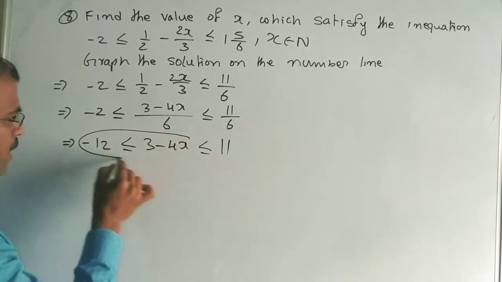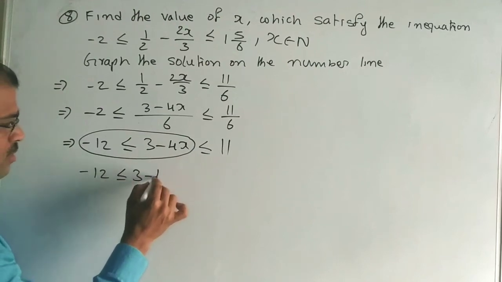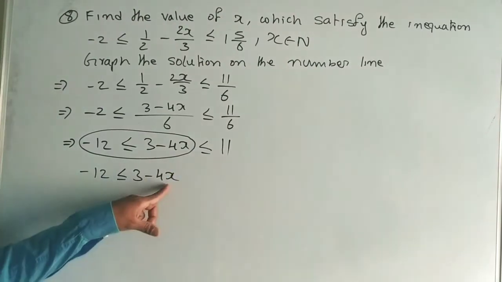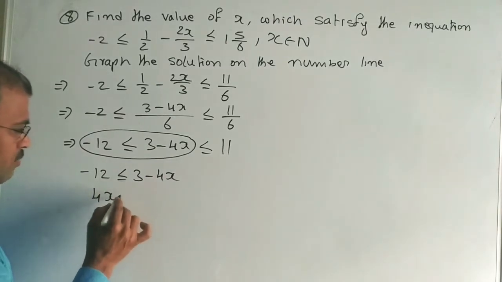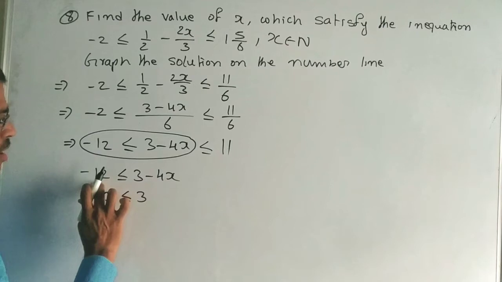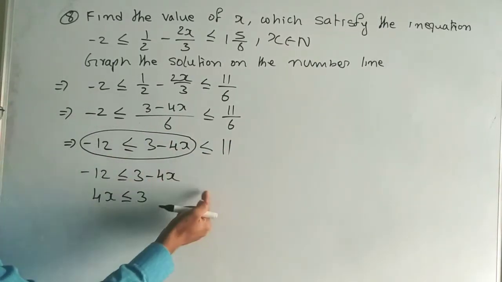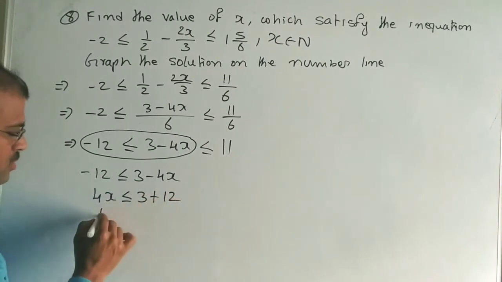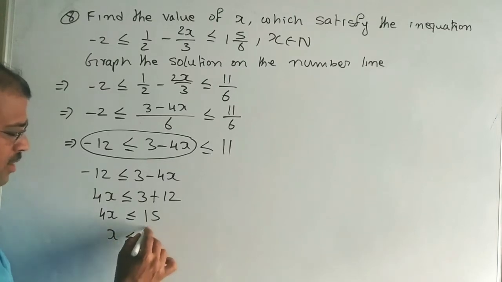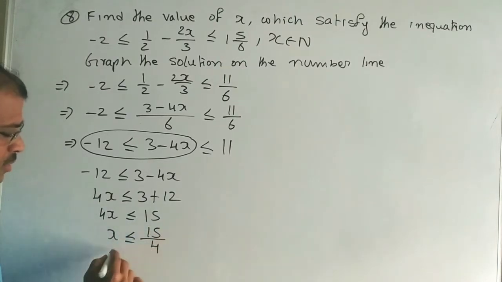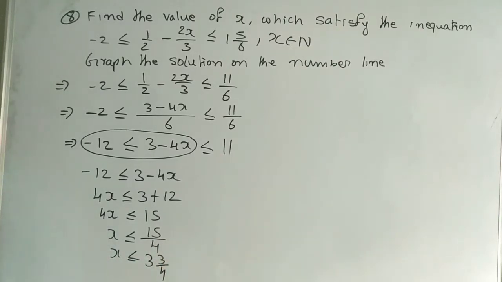So now split it into two parts. This is the first part: -12 ≤ 3 - 4x. Bring -4x to the other side of the inequality, so you get 4x ≤ 3 + 12. When you take -12 to the other side, it becomes plus. So 4x ≤ 15. Divide by 4: x ≤ 15/4. This is the first part.